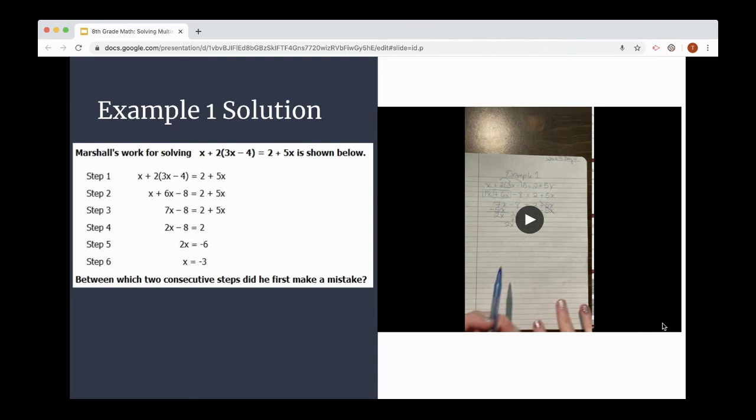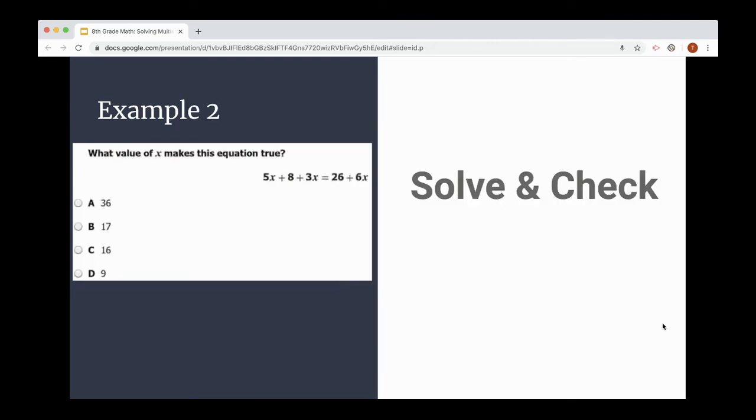And let's move on to example 2. It says, what value of x makes this equation true? 5x plus 8 plus 3x equals 26 plus 6x. Go ahead and solve and check your answer for that one as well. You can pause the video so that you can have your own time to solve the problem.